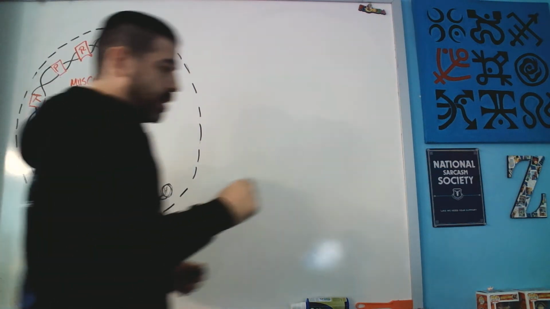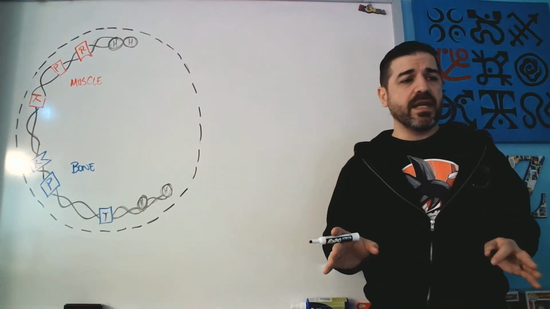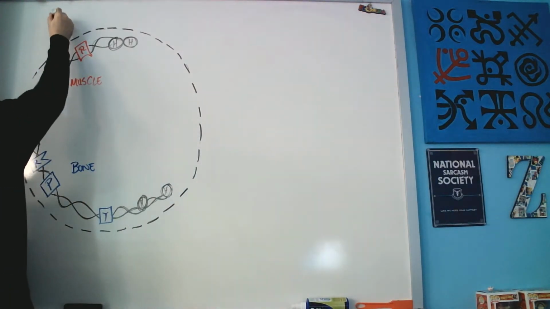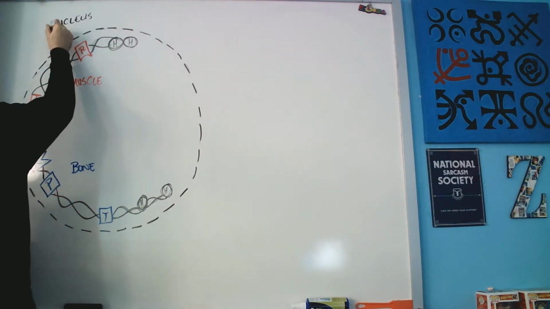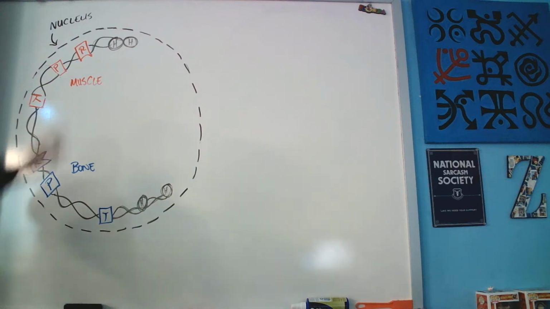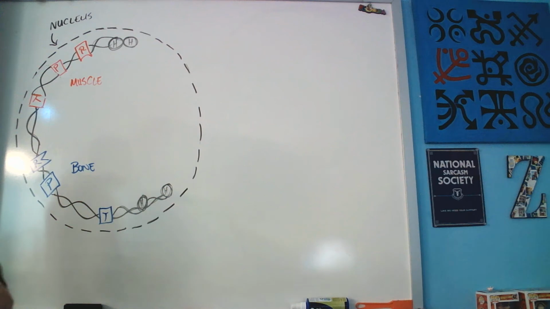All right, so what you're going to notice here is that we are looking at a diagram of a very simplified nucleus. We're going to label this as the nucleus so that we don't forget what we're looking at here. Obviously inside the nucleus, we're going to have DNA. Here's our DNA strand. There are several markers on here. I've also identified a section of it as muscle and a section of it as bone. I'll get to what that means here in just a second.